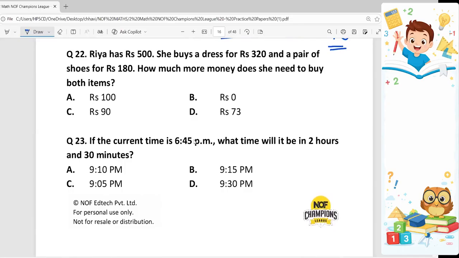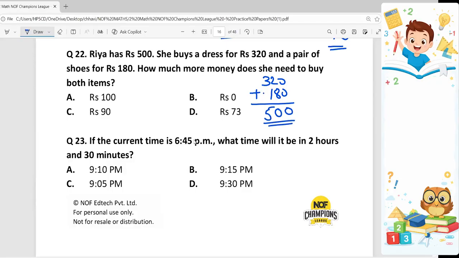22nd question. Ria has 500 rupees. She buys a dress for rupees 320 and a pair of shoes for rupees 180. How much more money does she need to buy both items? Now let's total first. How much is this? 320 plus 180. Okay. So the total is 500.